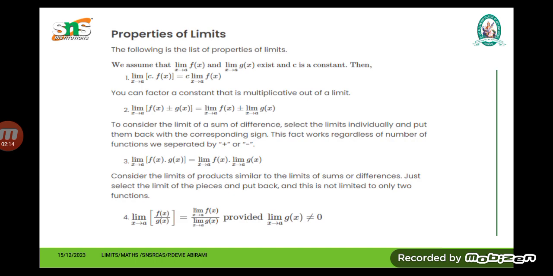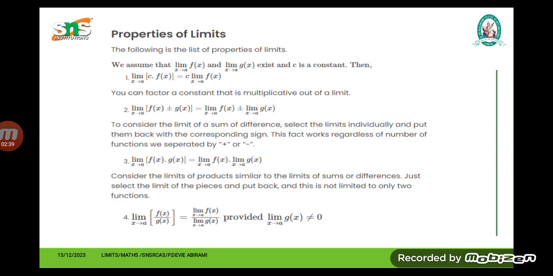Properties of a limit. These are the following properties. First property is limit x tends to a of c into f of x equals c into limit x tends to a of f of x, because we cannot apply a limit for a constant. We have to apply a limit only for the function. Therefore, I am taking c outside of the limit.